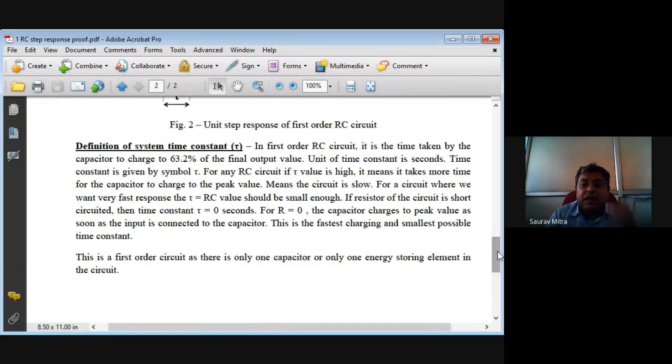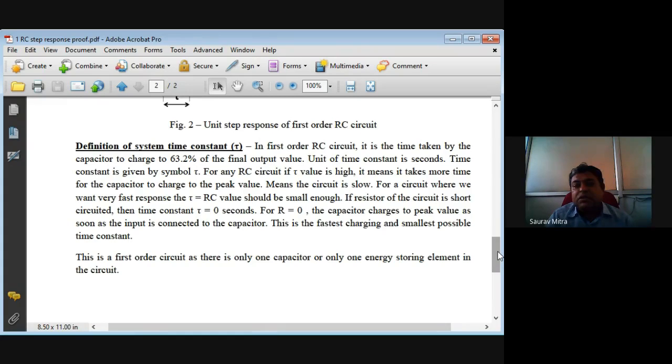Finally, the definition of tau, the time constant, is the time taken by the circuit to reach 63.2% of its final output. My final output is 0.98. At that time, you have to find the time in which the capacitor charges up to 0.98 times 63.2% of that. So it will be less than 0.62, it might be 0.625 or something. Whatever time is taken to reach that value of output voltage is called the time constant. The unit of time constant is seconds.